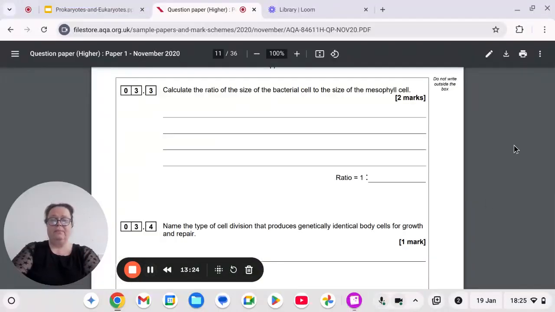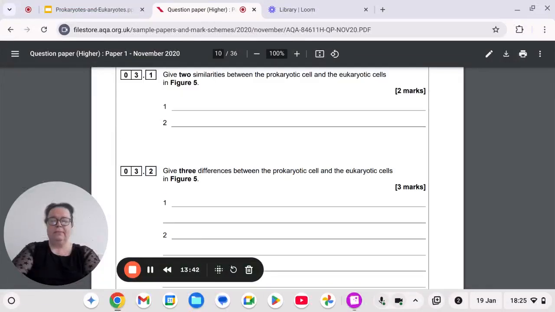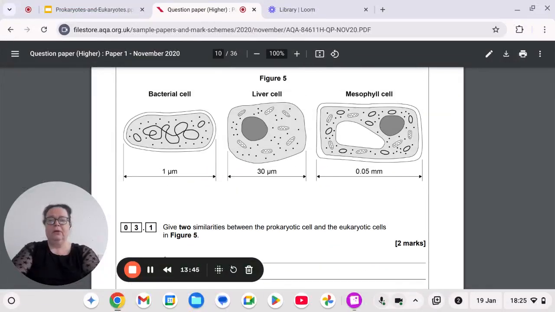Okay, right, so this 3rd part of the question, we're going to do this one. Calculate the ratio of the size of the bacterial cell to the size of the mesophyll cell. Now, in the beginning, I said they're in different units. So what we need to do is go back to the question and just double check the sizes. Okay, so if you're not sure what they are, let's have a look. Bacterial cell, 1 micrometer, but mesophyll cell, 0.05 millimeters. So jot those 2 measurements down, and then we're going to have a look how we're going to work that out.